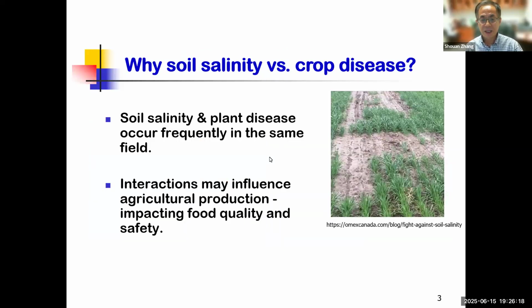As a plant pathologist, why am I talking about soil salinity? Soil salinity and plant disease occur commonly and frequently in the same field. Interactions between soil salinity and plant disease may influence agricultural production, impacting food quality and safety.